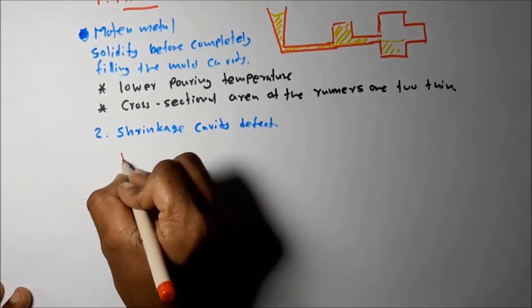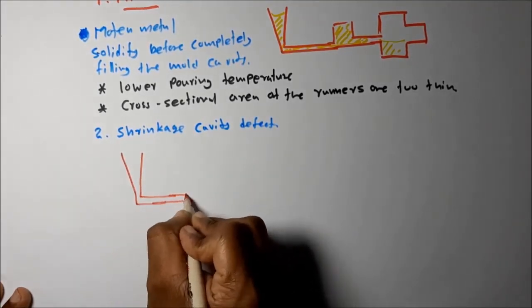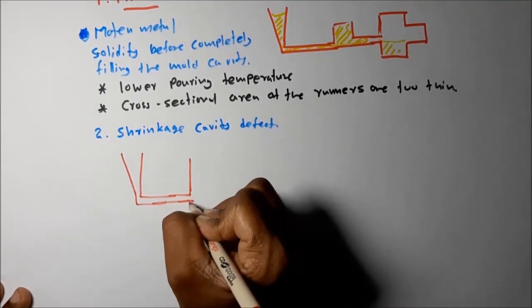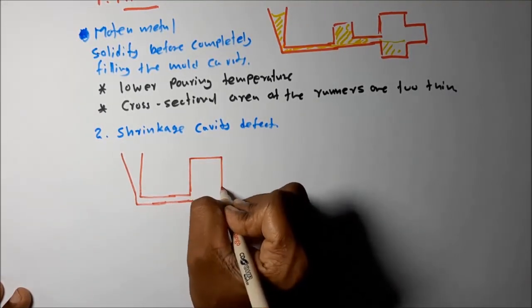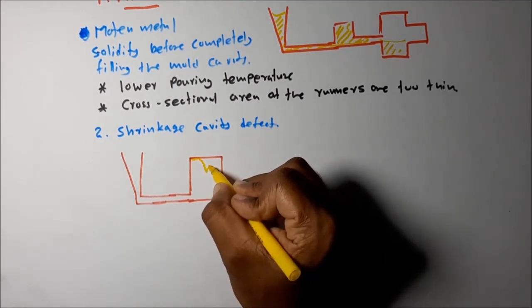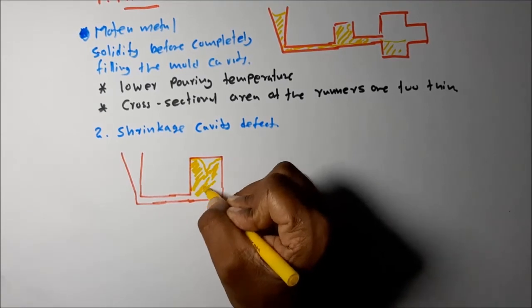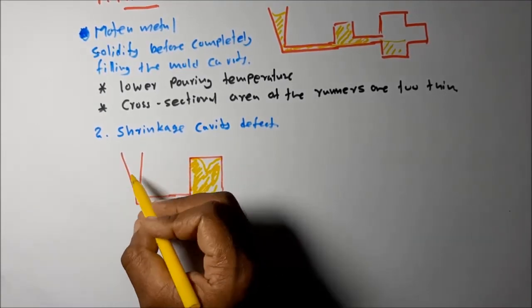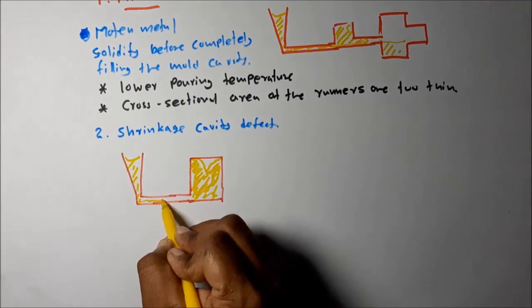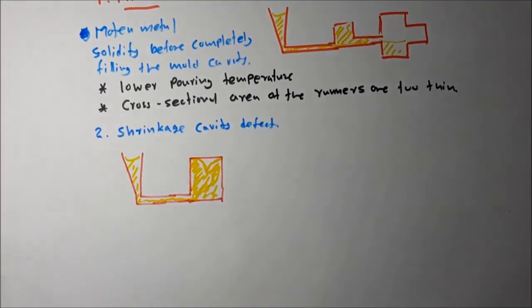Let's say this is the part. In solidification, what happens is this kind of defect forms, this kind of hole at the top. This is called the shrinkage cavity defect. This kind of cavity forms at the top because of the solidification shrinkage.